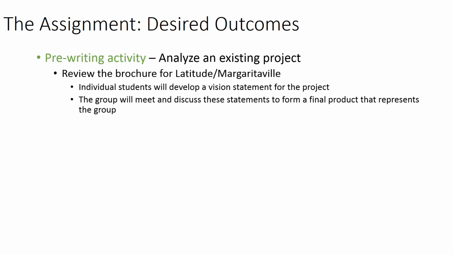And so just take a couple seconds here to talk about the actual assignment on desired outcomes that you're going to turn in as both individually and as a group. I've got 3 little pre-writing activities that I'm going to have you work on. The first one we already discussed a little bit. It was to analyze the existing Latitude Margaritaville project.